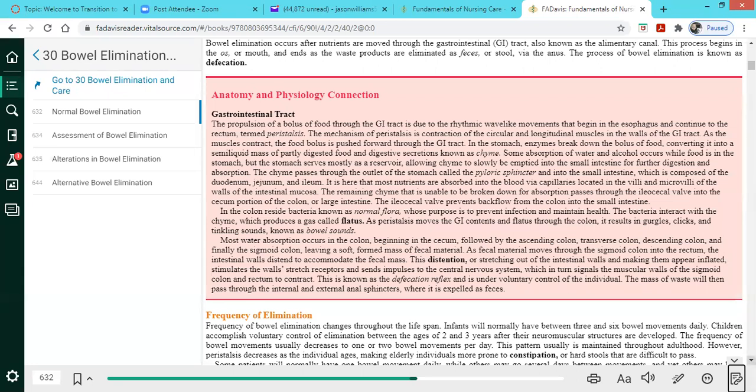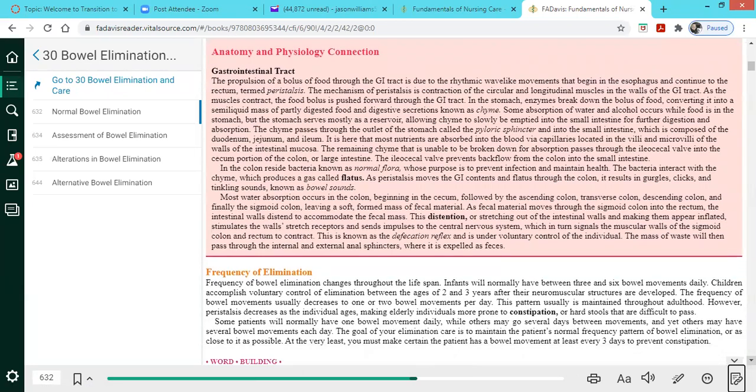It talks about how voluntary control over elimination occurs between the ages of 2 and 3. It talks about how the frequency of bowel movements usually decreases as we age. Peristalsis decreases as the individual ages, making elderly individuals more prone to constipation. They are at higher risk for constipation due to decreased peristalsis. And peristalsis is that rhythm-like wave that's helping food or chyme waste pass through the intestines.